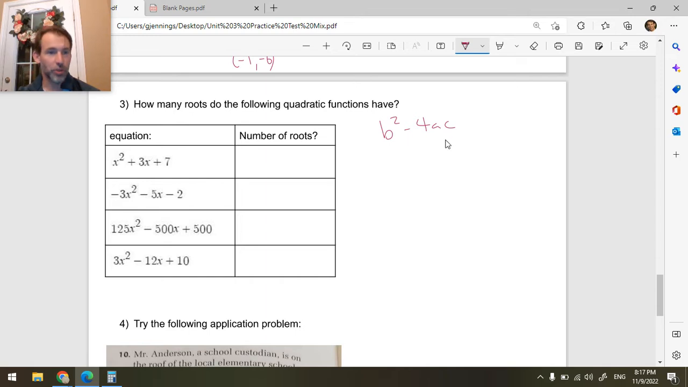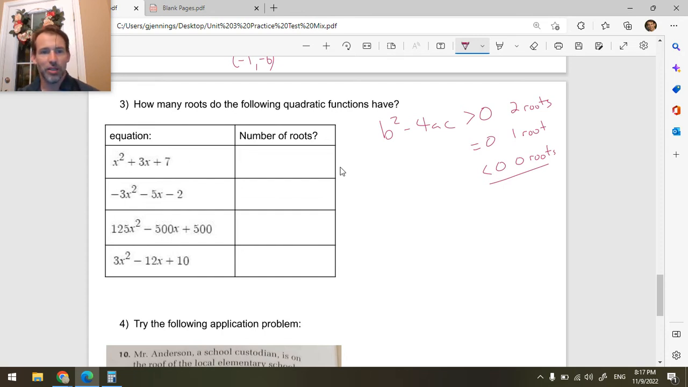This is what you do with the discriminant. If the discriminant is greater than 0, meaning this gives you a positive number, you have two roots. If it's exactly equal to 0, you have one root, and that would be a quadratic with its vertex on the x-axis. And then if it's less than 0, you have 0 roots. Less than 0, that means it's a negative number. Okay, so let's take a look at the first one.